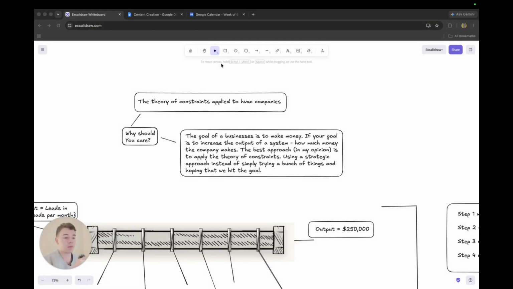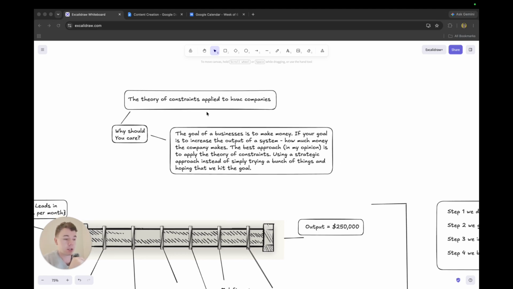I improve HVAC companies and help them grow using the theory of constraints. I almost never hear anybody talking about this, and this is the system that I personally use when I work with HVAC companies to help them grow their business and ultimately relieve the constraints that stop them from hitting their revenue goals. So I'm going to jump into a quick presentation and show you exactly how it works. Okay, let's go ahead and jump in and I'll show you exactly how you can use the theory of constraints inside of your HVAC company.